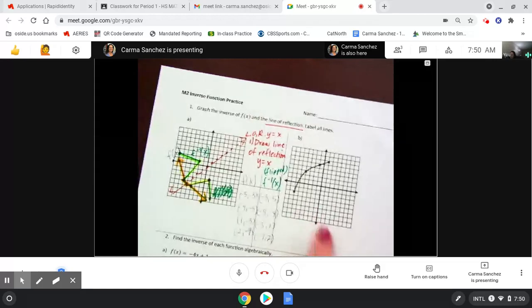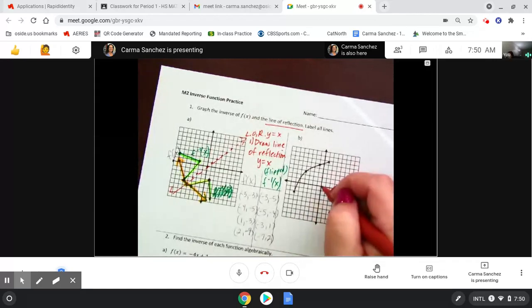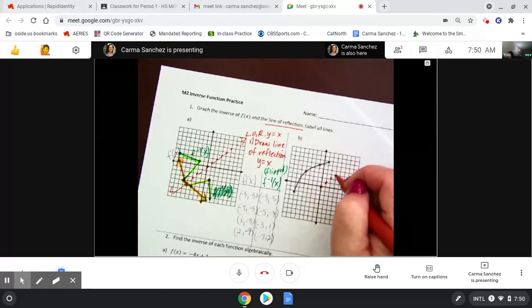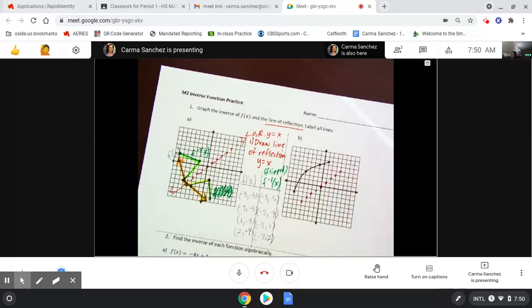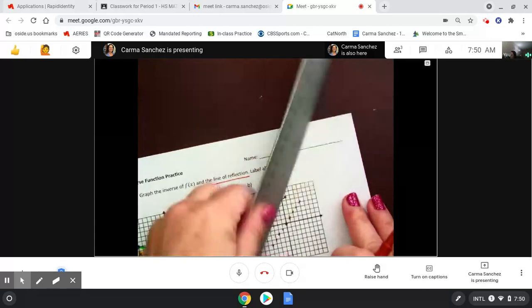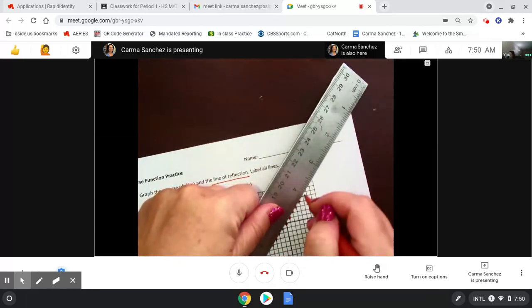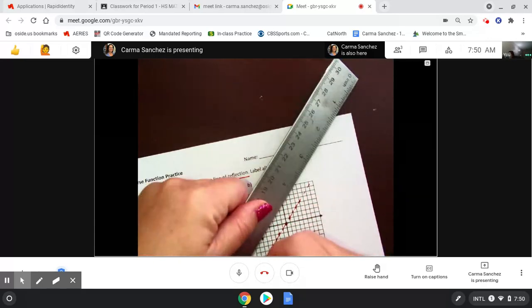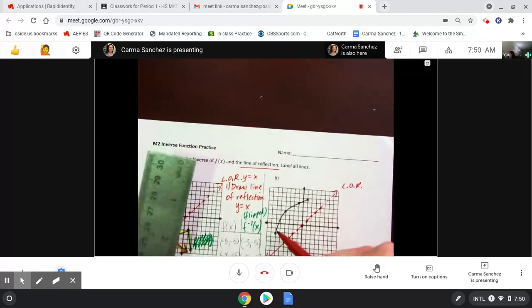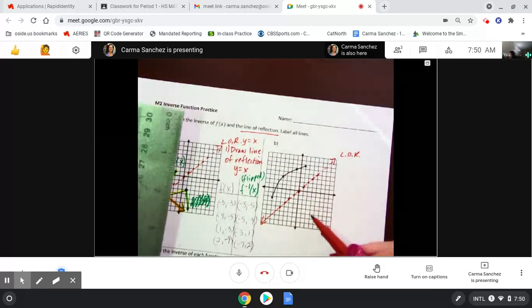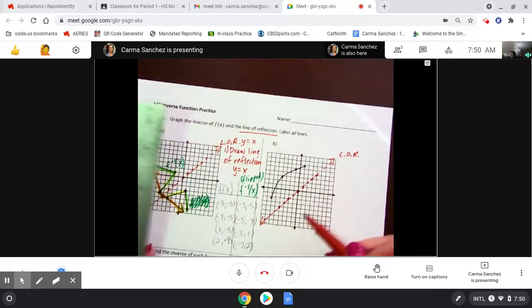All right, let's go try this one. 0, 0. I'm drawing in my line of reflection. I'm going to draw a dashed line. I want this function, this curve, to reflect across this. So it's going to land somewhere over here. Let's go make it.